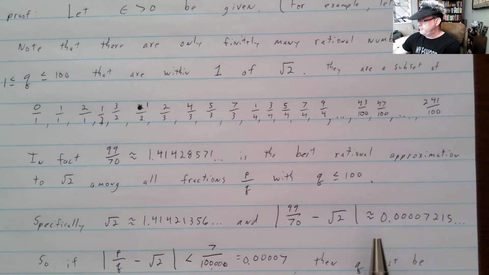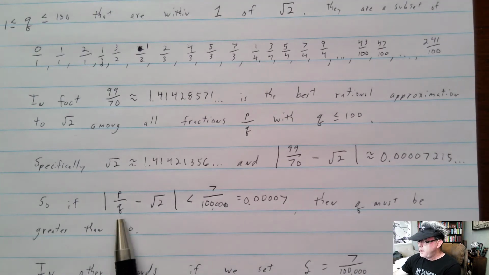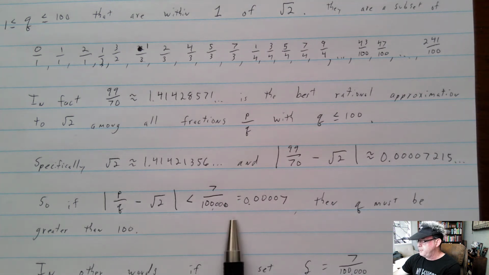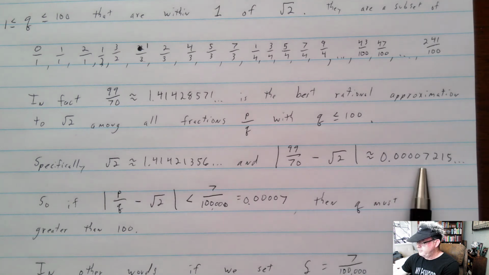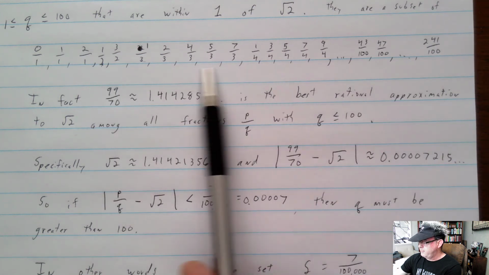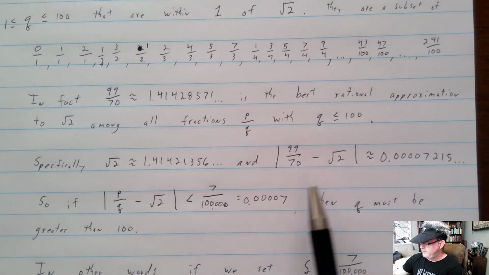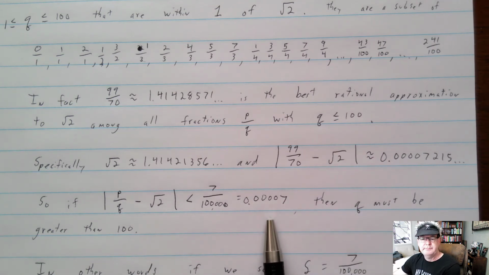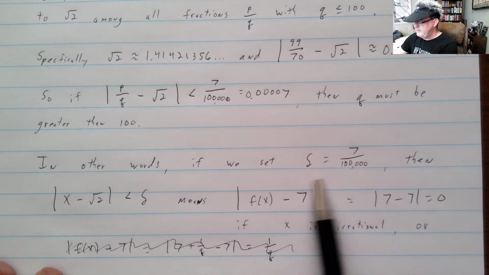So if I make delta smaller than this number, say just 0.00007, then if any rational number is closer to root 2 than that number, it must have denominator bigger than 100. Because any rational number that's closer than this to root 2 can't be in this list, and this lists them all whose denominator is 100 or less. So there are rational numbers closer to root 2 than this, but they all have denominator bigger than 100.